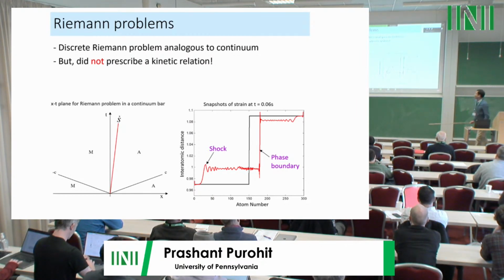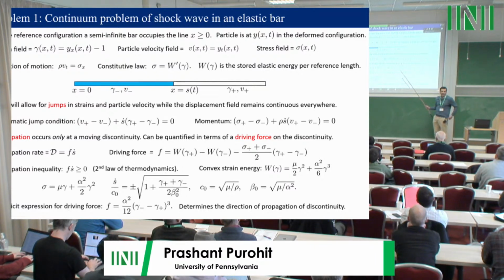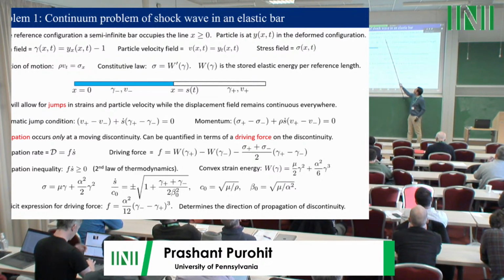Okay, now in order to understand this problem of dissipation, we are going to solve three problems. Problem one is a continuum problem, and in the continuum problem, we are thinking of a bar like this. The reference position of particles on the bar is labeled by x. The deformed location of particle x at time t is given by y. So once you have y(x,t), you can compute the strain field, gamma(x,t), as simply the partial derivative of y with respect to x. Particle velocity is dy/dt.